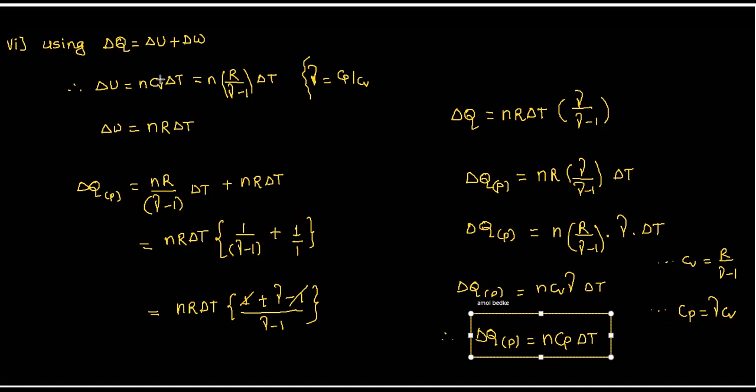Okay. So in isobaric process, using delta Q is equal to delta U plus delta W. First, the delta U value we have substituted, and then delta W, which we got already, and then we just added. Delta Q is equal to delta U plus delta W, right? And then delta Q at constant pressure is nR by gamma minus 1 into delta T plus nR into delta T, and therefore nR delta T into 1 by gamma minus 1 plus 1. This is the expression we got for delta Q, that is at constant pressure.